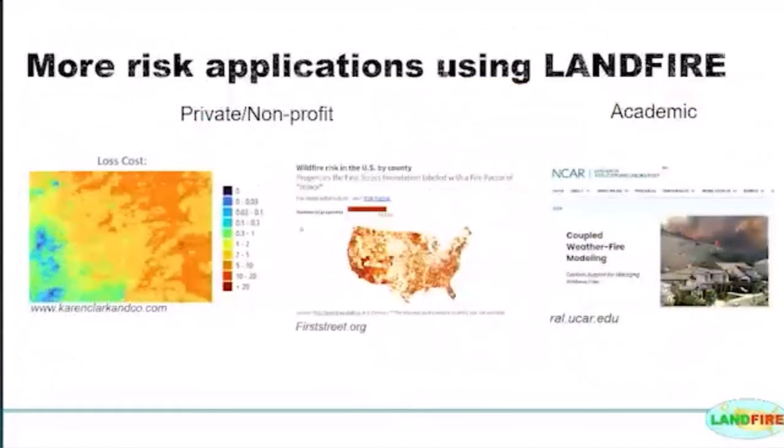Other applications, we heard from our insurance partners over there. We have insurance people that use our data for their own proprietary wildfire risk modeling to calculate loss costs. A lot of us have heard about the First Street effort that looked at parcel data. And then we have a lot of academic users that have their own wildfire risk or behavior models that use LANDFIRE data.